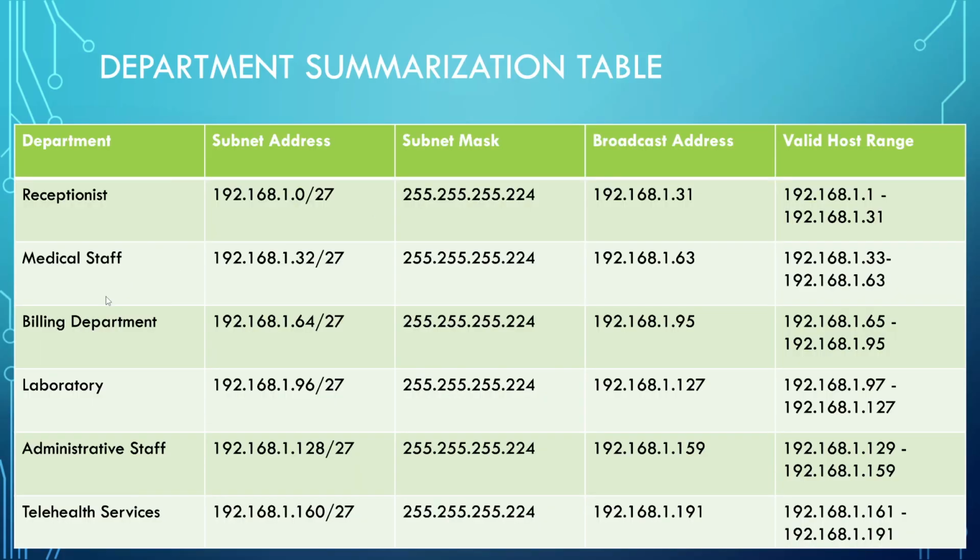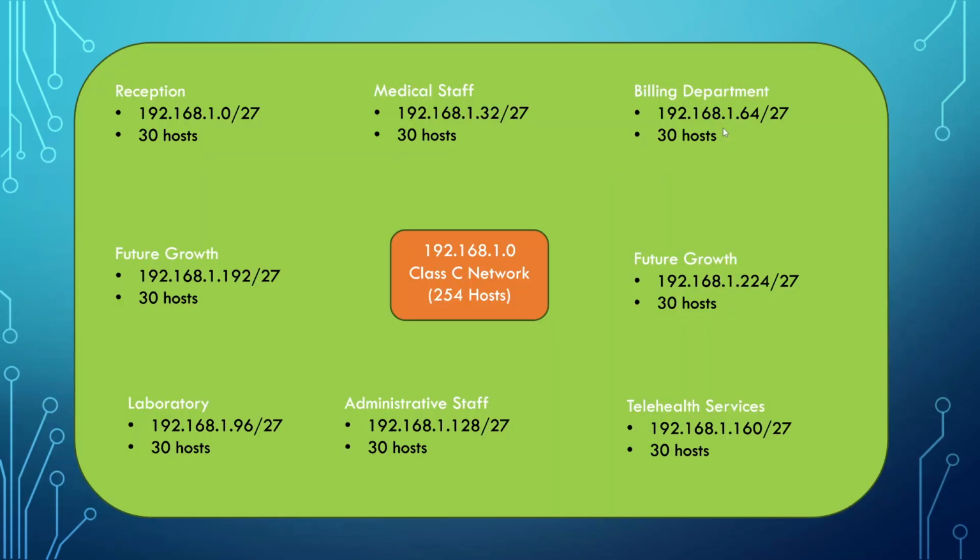This is a summarization of that setup, no crossing between anything. And this is a breakdown of the equivalence of what we need to make sure that we have all of our hosts available, and we left plenty of room for future growth. We left 60 hosts for future growth because we don't know how much we can expand. Thank you.